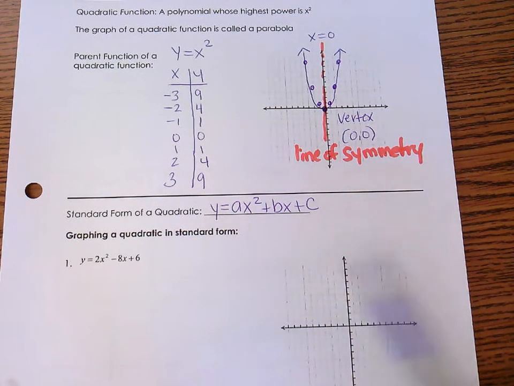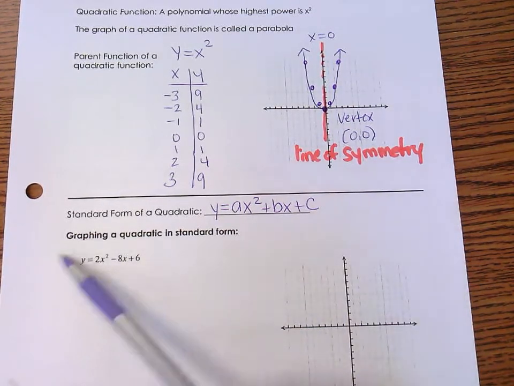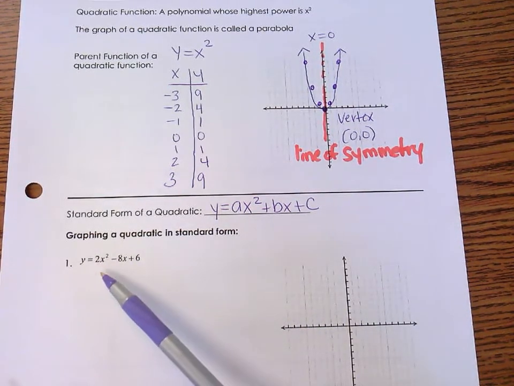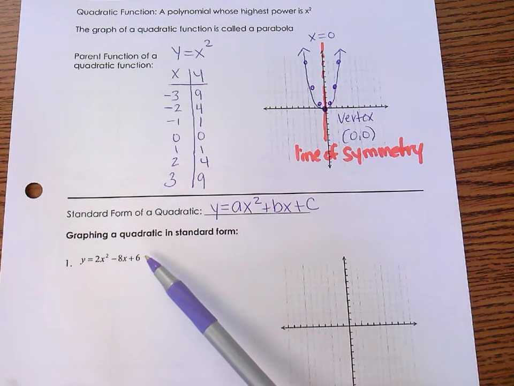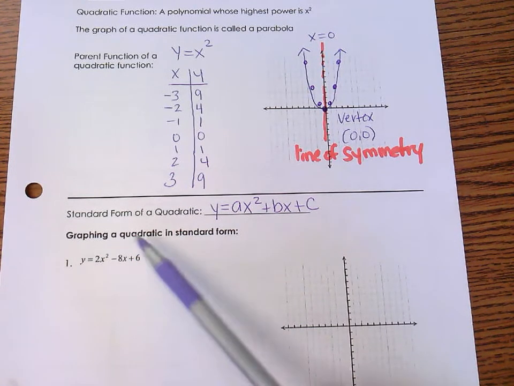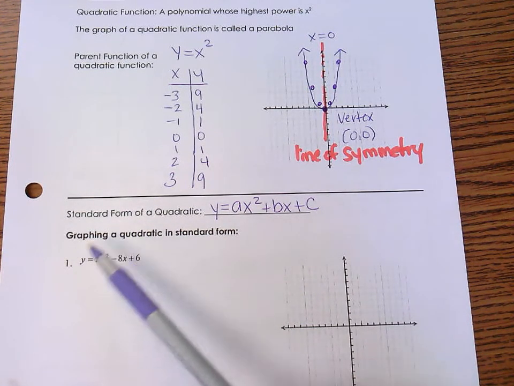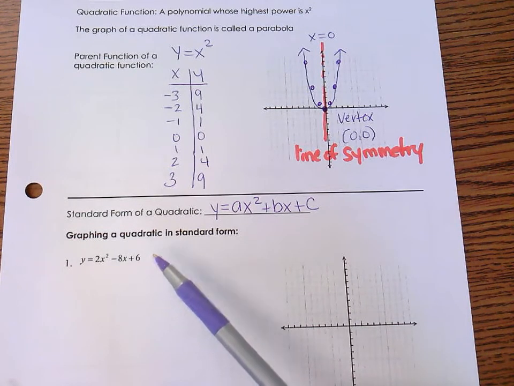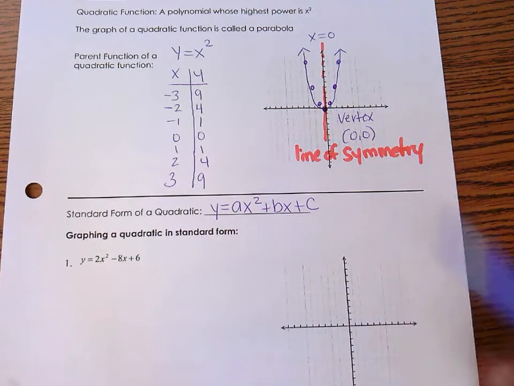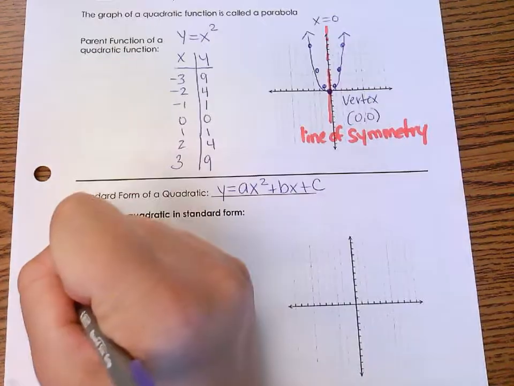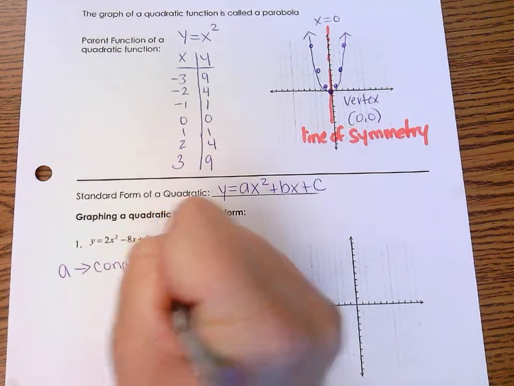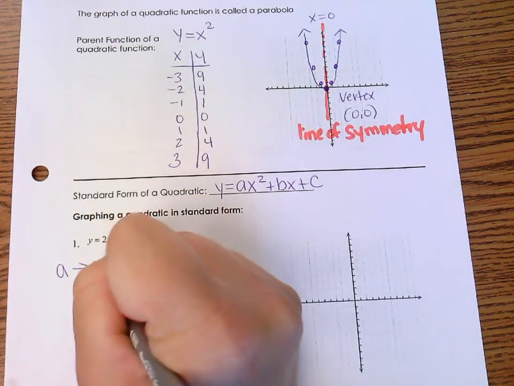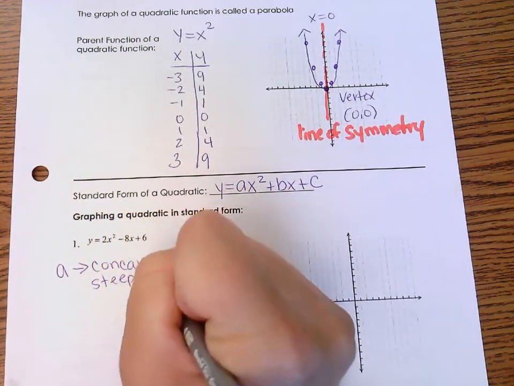So without having a graphing calculator, I should know a lot about this function number 1. I see a 2 there, so I know it's going to be steeper than normal. I see a 6 here, so I know the y-intercept is going to be at 6. I cannot identify the vertex from looking at the equation because I need to do a little bit of math. So your first step is, what does the A value tell you? In this case, it's going to be concave up, and it's going to be steeper, times 2.